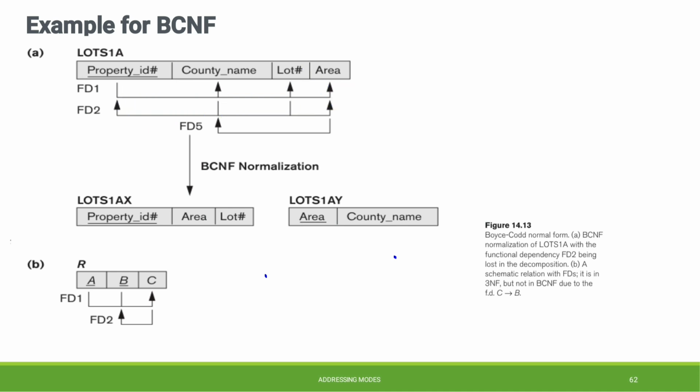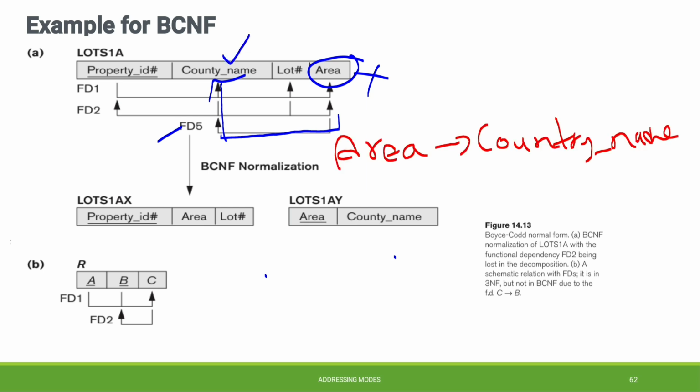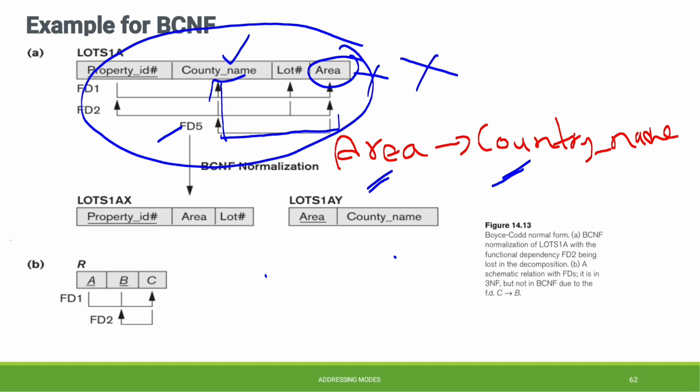But here the problem is in functional dependency 5, where the arrow line is going from area to country name. Area is not a prime attribute, but it is deciding the value of a prime attribute. That is, the value of a non-prime attribute is deciding the value of a prime attribute. That is not acceptable. A non-prime attribute cannot decide the value of a prime attribute. Hence, this given relation is not in BCNF.